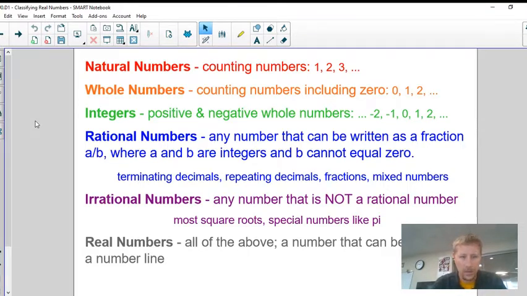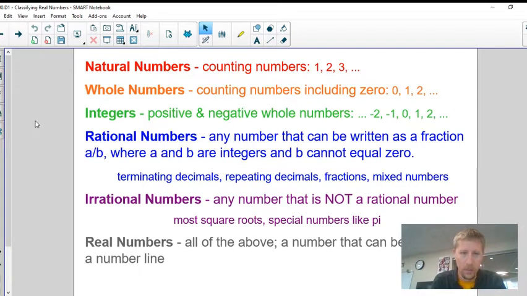So starting out with natural numbers, those are like counting numbers. Okay, so starting at 1, if you go up by 1, those are your natural numbers. So 1, 2, 3, 4, 5, 6, 7. And that list goes on forever. So the number 1,032,000 is still a natural number. Okay, it just continues as long as it's counting by ones and not including any decimals or fractions. It's a natural number.